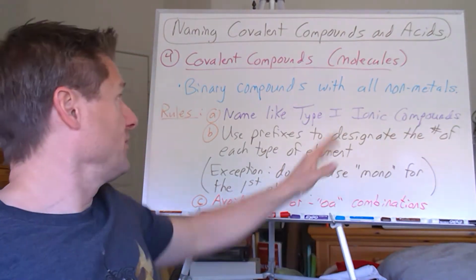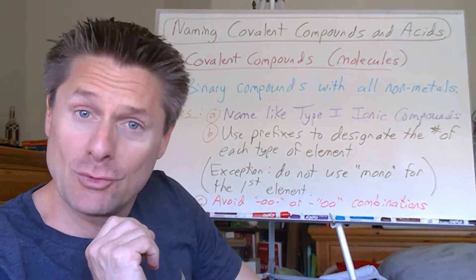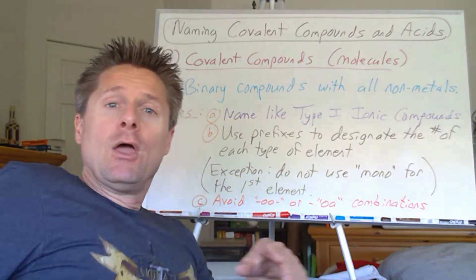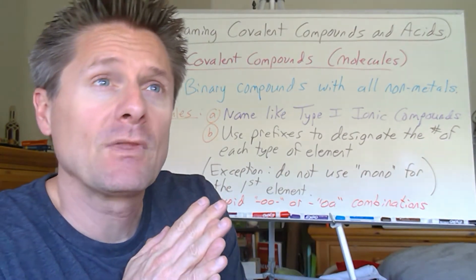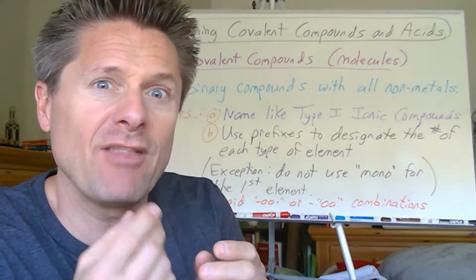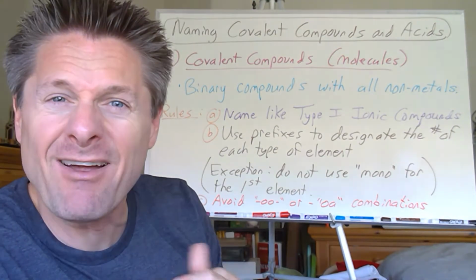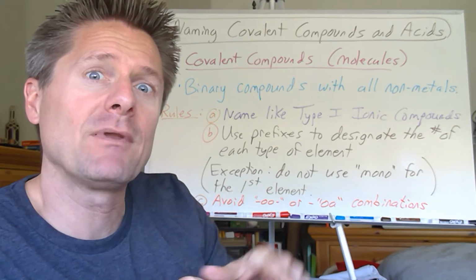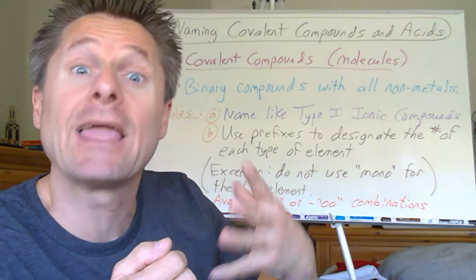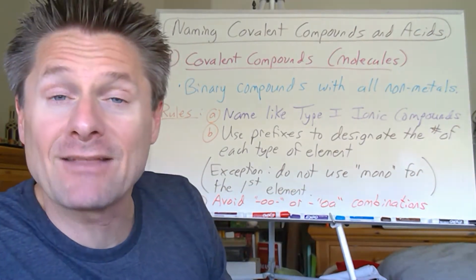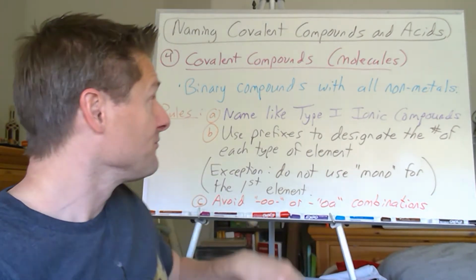So here's your set of rules. We're going to name them exactly like type 1 ionic compounds with some fine tuning. We've got to separate them a little bit, right? Even though there are no metals, no cations or anions, we're going to treat the first element, so if I have CO2, I'm going to treat the carbon and name it like it was a metal cation, and I'm going to take the second element, oxygen, and name it like it was a monatomic anion. So just like type 1 ionic compounds, even though they're not ionic, see what I'm saying?